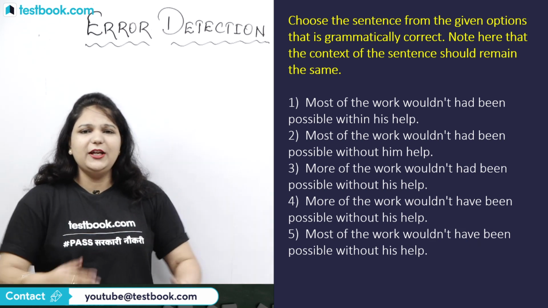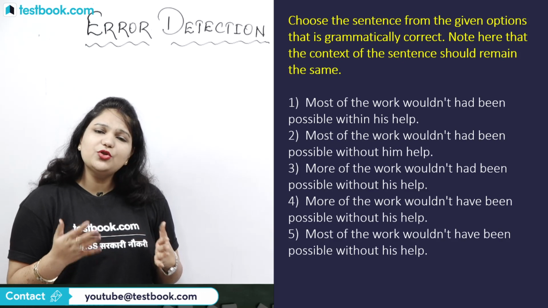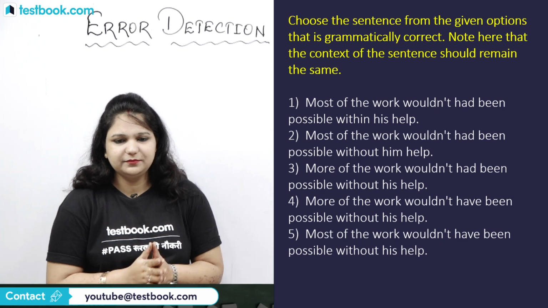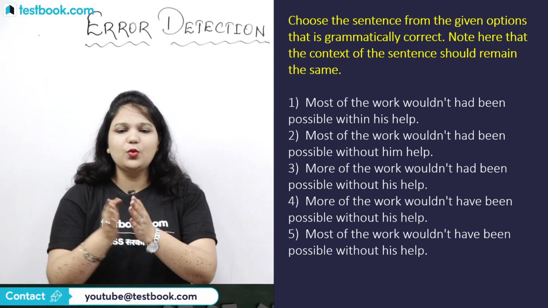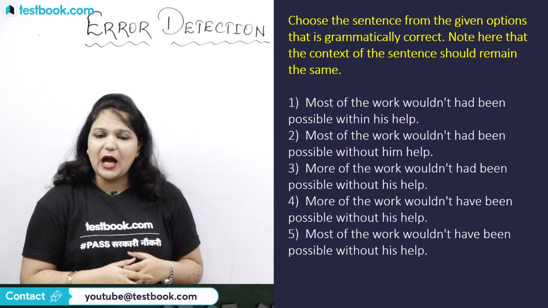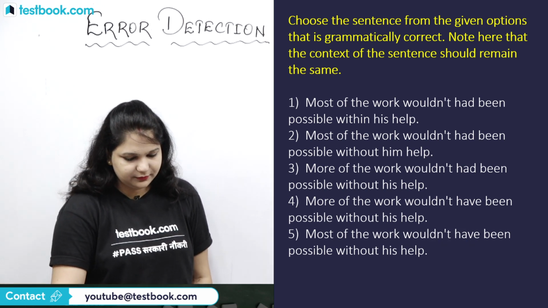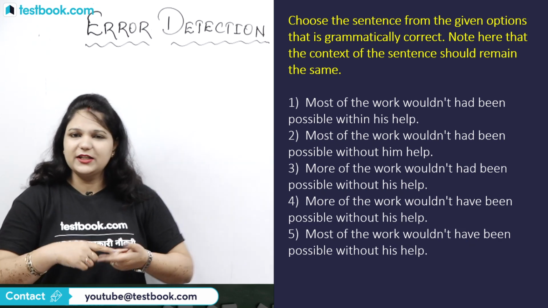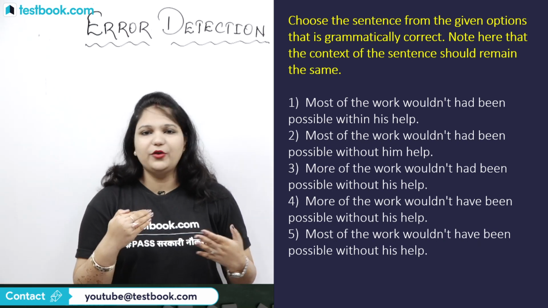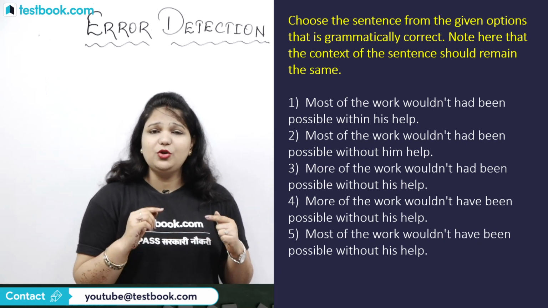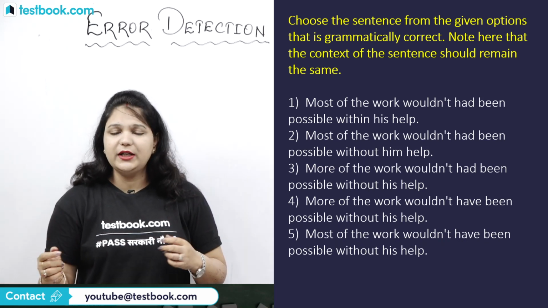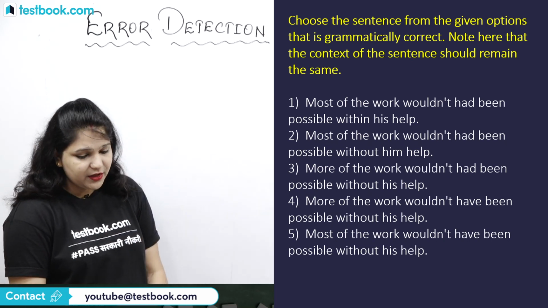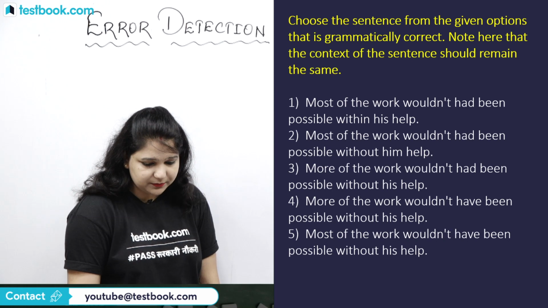So if we decode this question, guys, why are you choosing option number 5 as your answer? What was the hint which you got? You are saying most of the work wouldn't have been possible without his help. I believe 1 or 2 options are starting with more. That is one contrasting feature you can find in the other options. The second which I am able to see here is after would not. In some of the sentences they have used have, and in some they have used had.